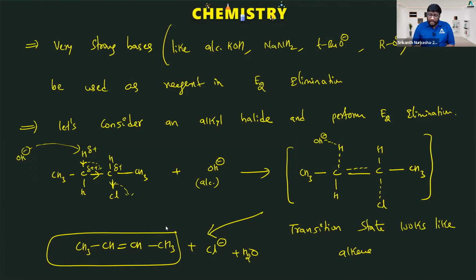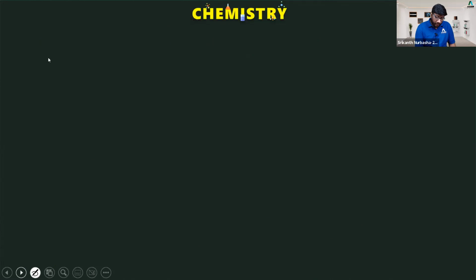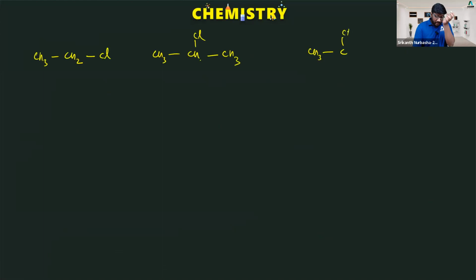Let us consider an alkyl halide and perform E2. If you try to perform E2 elimination, how does the transition state look, students? The transition state is looking like an alkene. If the transition state is looking like an alkene, I'll give three different alkyl halides to you now: CH3 CH2 Cl, CH3 CH Cl CH3, and CH3 CH3 C Cl CH3 CH3. Yes or no? Primary alkyl halide, secondary alkyl halide, tertiary alkyl halide.